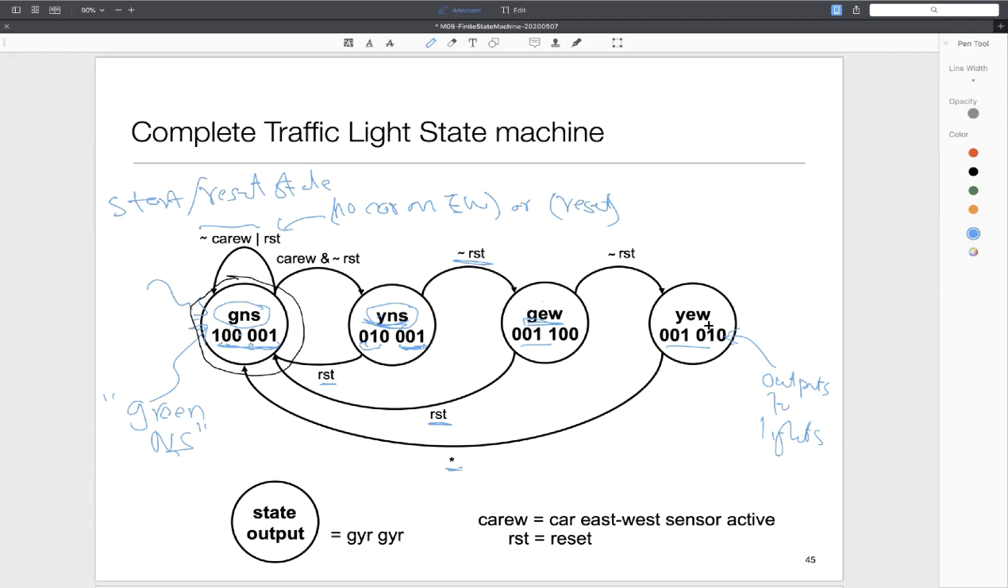When you're transitioning directly from GEW to GNS, wouldn't you want to go through the yellow state on the east-west road first, or are you ignoring that? Great observation. So for reset, we don't obey that. If it is reset, we immediately go to it. But yeah, what you are saying is that it would probably be more sensible to have this as reset. And I guess you are right. That would perhaps be a better design. But it just depends on the design specification.